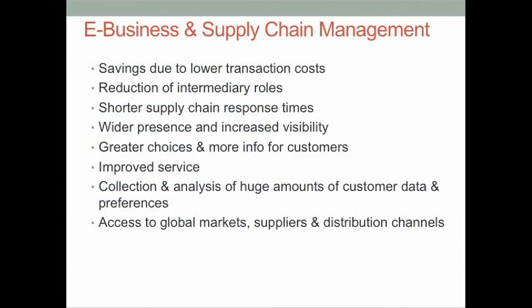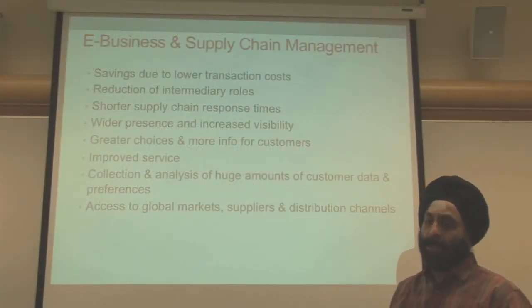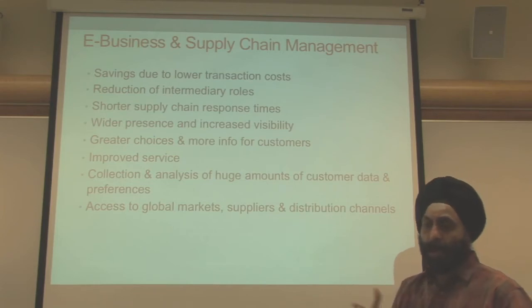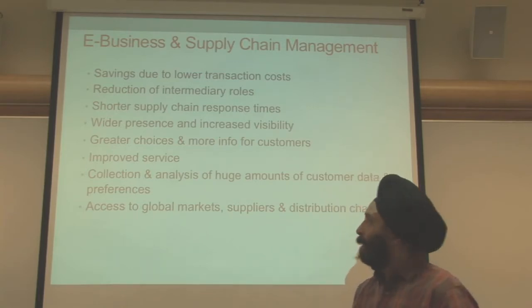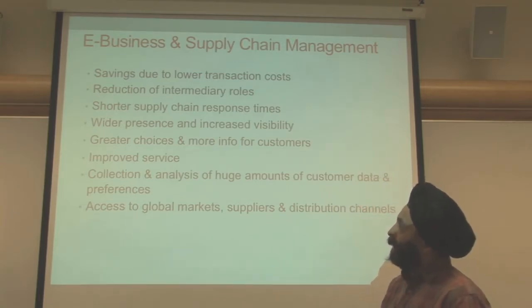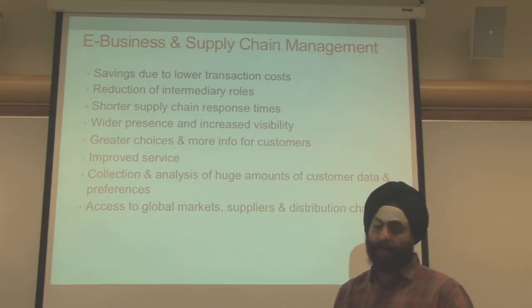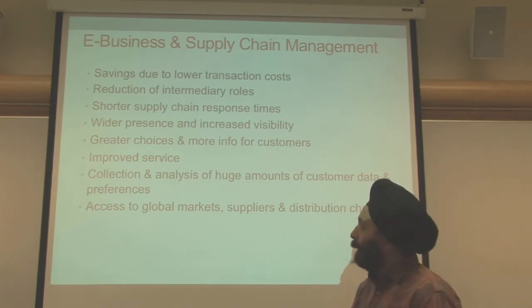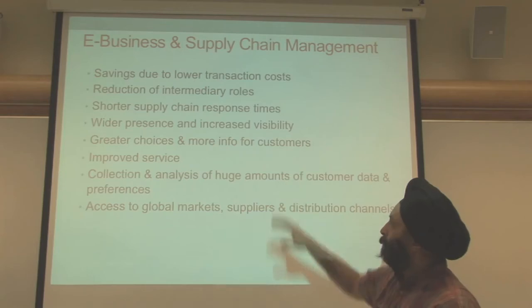In terms of e-business and supply chain management, savings due to low transaction cost, because you are reducing the middleman, a lot of intermediary roles are being taken out. Shorter supply chain response time, so you can directly and quickly address what the needs of the customers are. Wider presence and increased visibility, in this case, of where in the system the product is and how quickly it will reach the customer. Improved services, and it offers greater choices and more information to the customer.